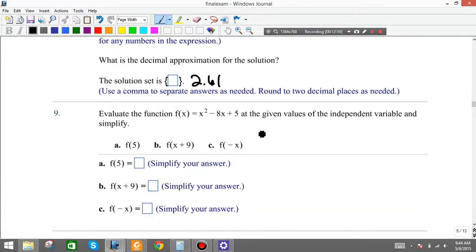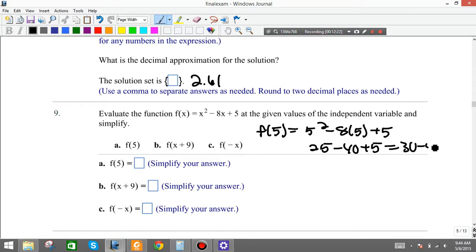Here we're plugging in. F of 5 is 5 squared minus 8 times 5 plus 5. That's 25 minus 40 plus 5. That's 30 minus 40. Negative 10.